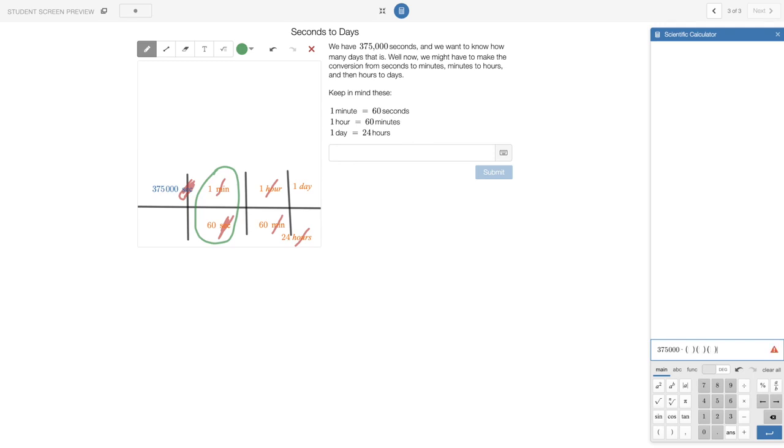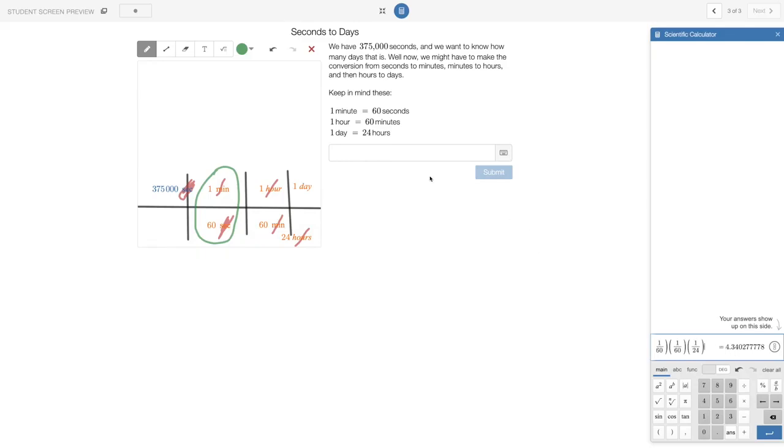So multiply by, and then we're going to have three numbers here. We're going to have 1 divided by 60, and then 1 divided by 60 again, and then, that's wrong, 1 divided by 24. There you go. And so as you can see, all of these are going to make our number smaller, which makes sense because we're going to a bigger unit, and so therefore our value is going to decrease.